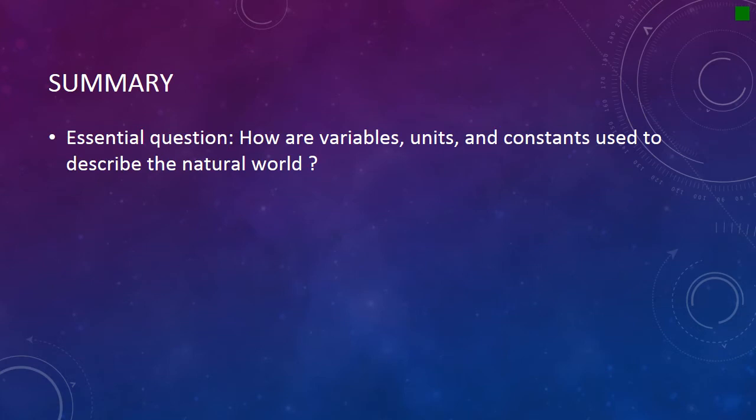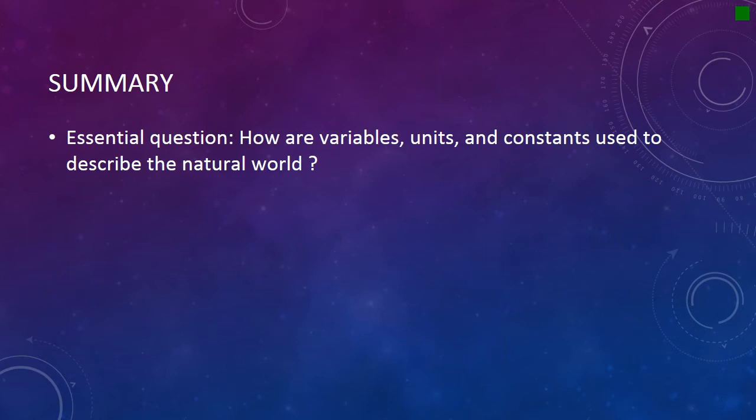So the final part of our notes is going to be the summary, and this time I'm going to write the summary for you or with you to kind of give you an example of what I think the summary should be. But in the future, I want you guys to do your summaries on your own to kind of show your understanding of the content that we did. So your first step would be write down the essential question: how are variables, units, and constants used to describe the natural world? And when you write your summary, you're going to try to use the information from the notes to address that in your own words the best that you can.